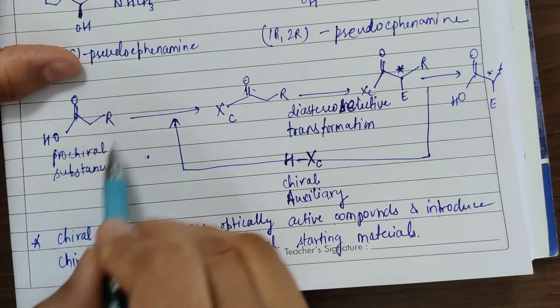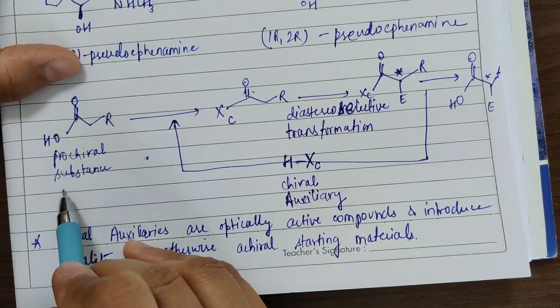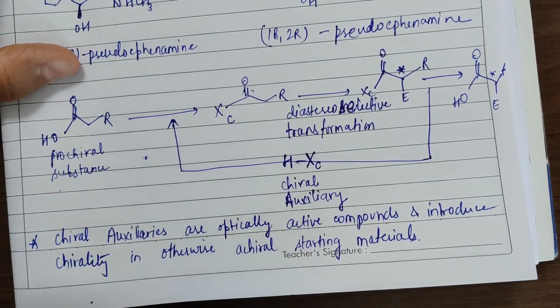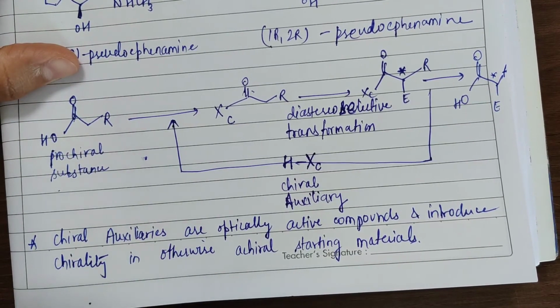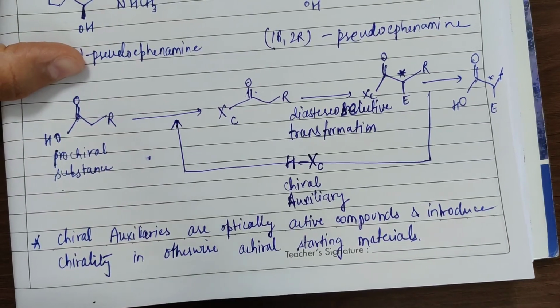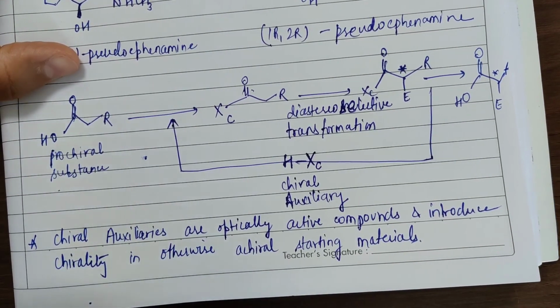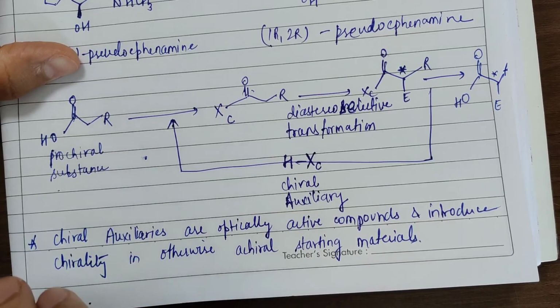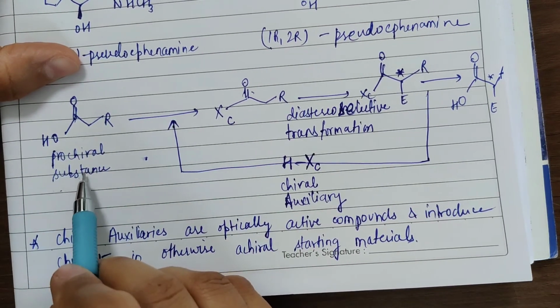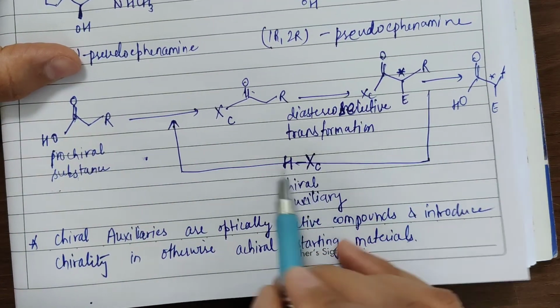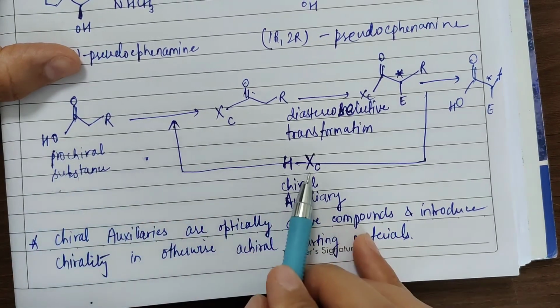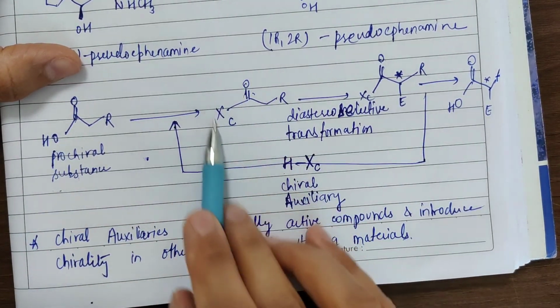So let's see, this is our prochiral substance. A prochiral substance means any substance which has a tendency to be converted into a chiral substance on replacement of one of its hydrogens by a group other than the already attached functional groups. Okay, so this is our prochiral substance. We attach a chiral auxiliary, that is HXC, to this molecule. OH is replaced by XC. Now it's a chiral molecule.